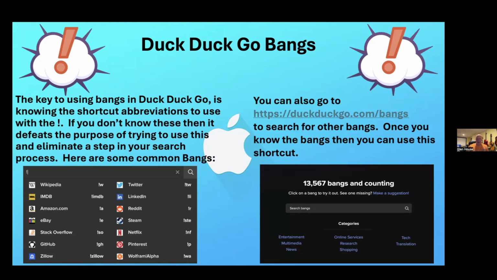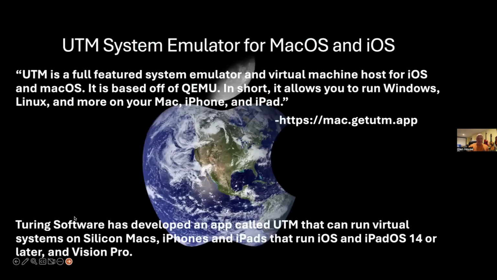You can also, by the way, go to this link I have here, duckduckgo.com/bangs, and you can search for bangs on there, or they give you categories to find shortcuts. At first, you're kind of going, well, why do I want to go through all that? But if you get used to the shortcuts like anything else, then it speeds up your process immensely. So it's kind of an interesting thing to use.